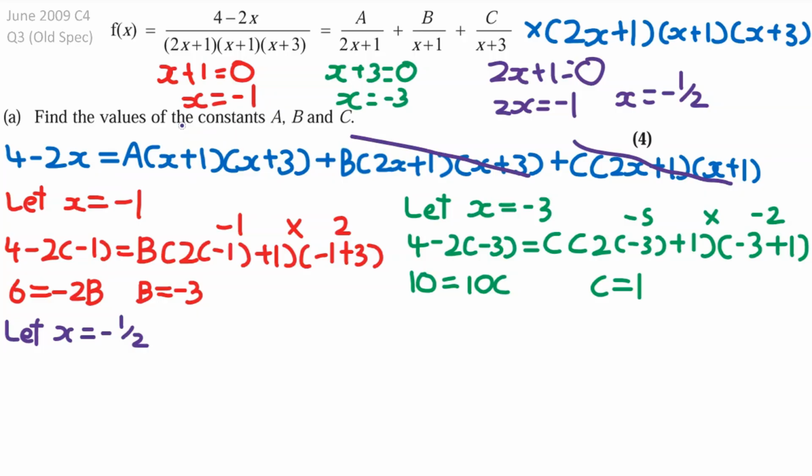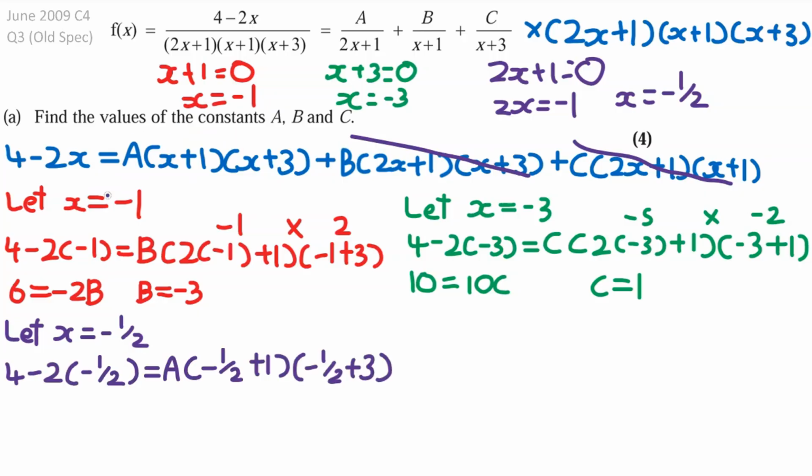So if we sub in x equal to minus a half, we get this here, and we can simplify this because this is going to simplify to 5. This bracket here simplifies to a half, and this bracket here simplifies to 5 over 2, and then half times 5 over 2 is 5 over 4, so it's going to be 5 over 4a, and then divide both sides by 5 over 4, so a is equal to 4, like this here.